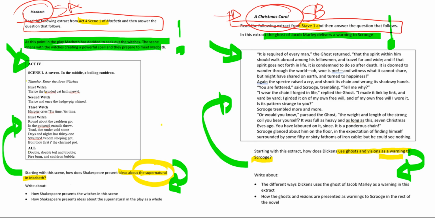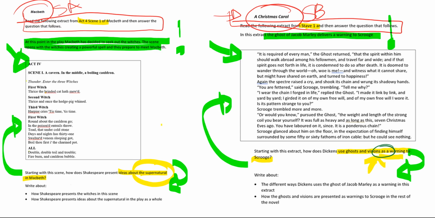Okay, so you've just got to ask yourself some questions in terms of what do I need to know before I actually understand this question. So for the Shakespeare one, ideas about the supernatural. For example, what does that mean? The witches, or are there other elements of supernatural in the play? What does supernatural actually mean? So just make sure you clarify your understanding of what the question is asking you. For A Christmas Carol here, we've got how are the ghosts used as a warning. So it's not how are the ghosts presented, it's how are they used as a warning to Scrooge. Just make sure you really understand the key parts of the question.